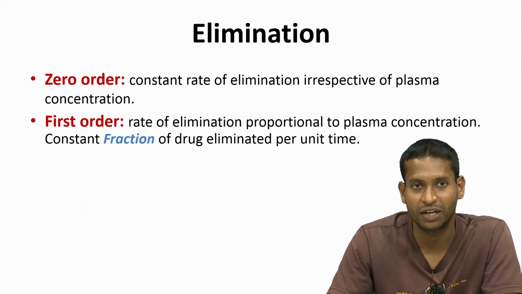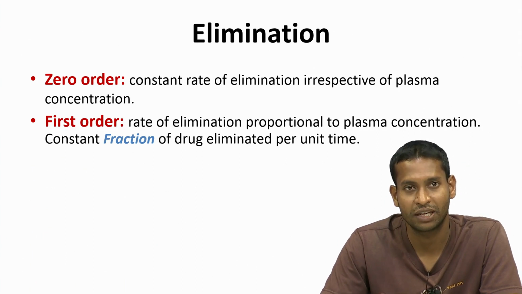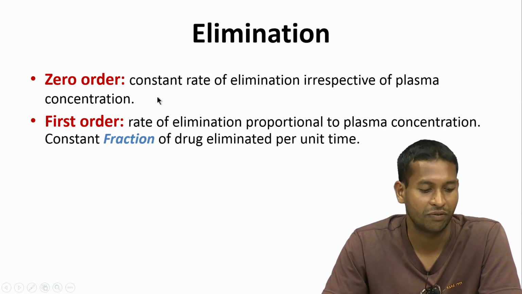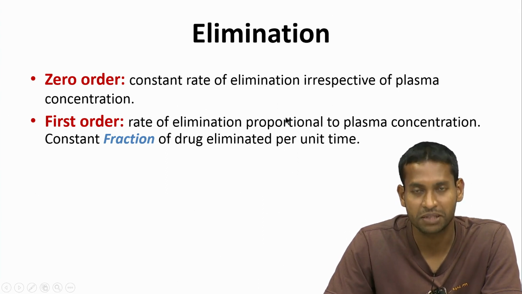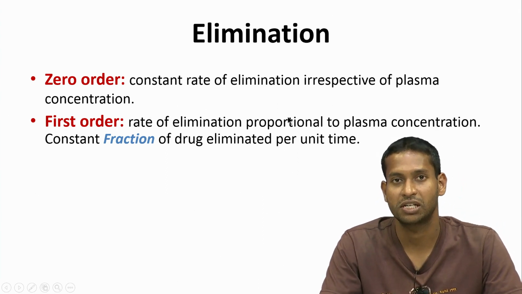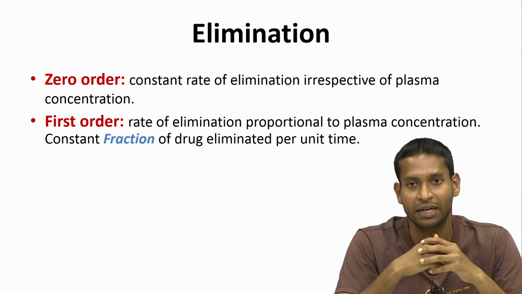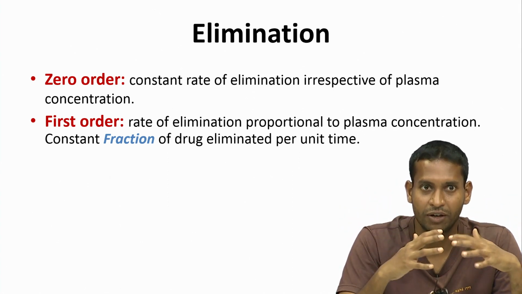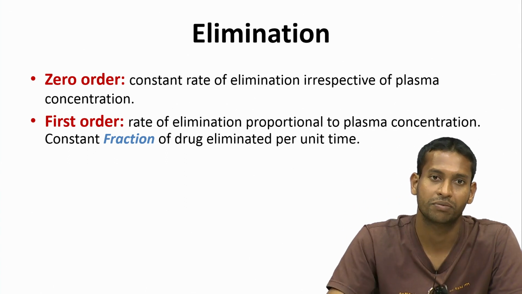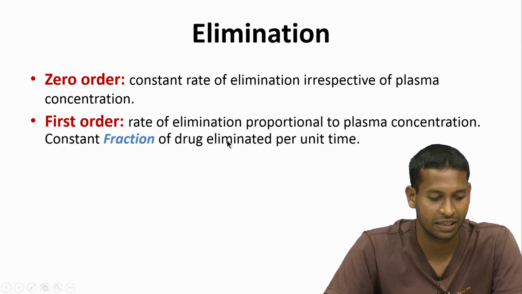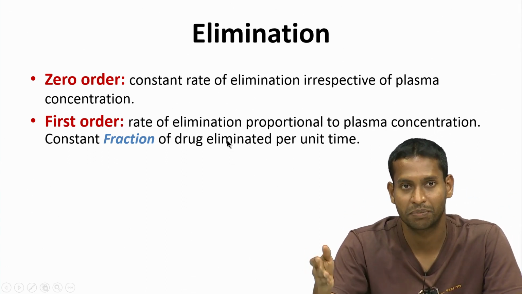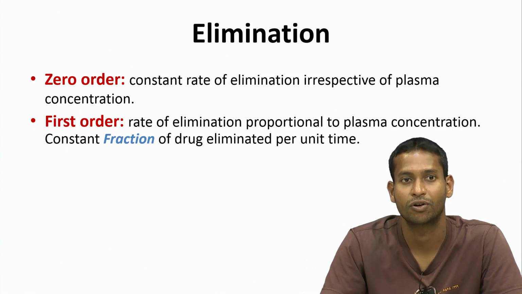Another one is first order, which is typically seen most often than not, and what it essentially means is that the rate of elimination is proportional to the plasma concentration. So the more drug you have in the body, the faster the drug is going to get eliminated, and as the drug concentration goes down, the rate of elimination will also go down. So essentially a constant fraction of drug is eliminated per unit time rather than a constant amount.